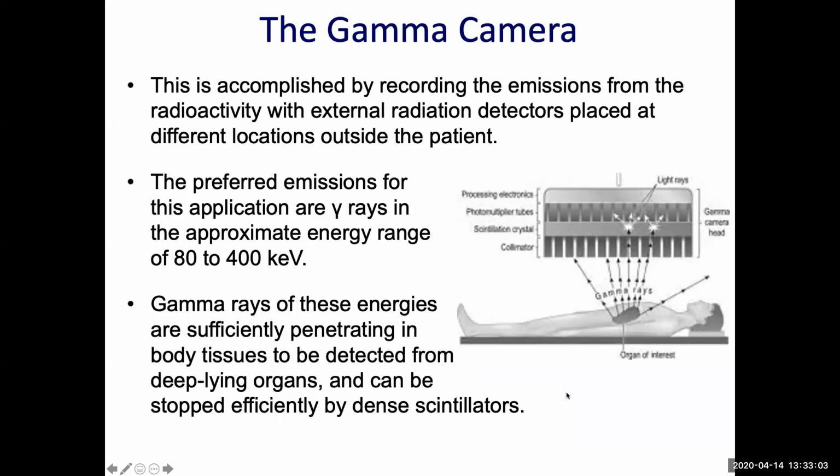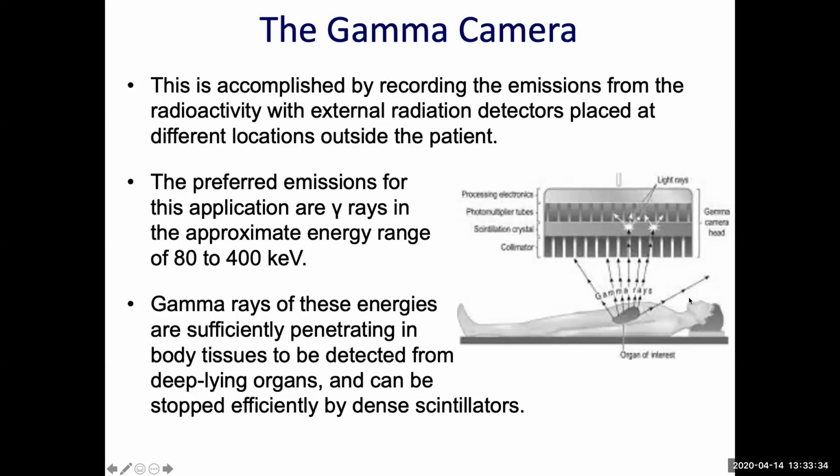So we said the gamma camera detects the distribution of radioactivity inside the patient. This is accomplished by recording the emission from radioactivity with external radiation detectors placed at different locations outside the patient. The preferred emissions for this application are gamma rays in the approximate energy range between 80 and 400 keV.